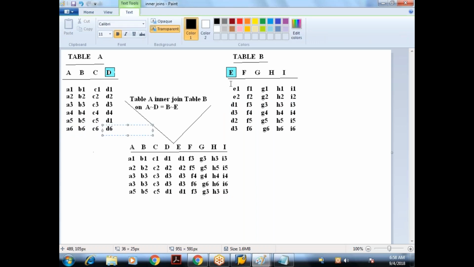Then the next row. What is this value? D6. Do we have D6 in the right hand side? No. There is no matching row in the right hand side. So it will ignore the left hand side row also.